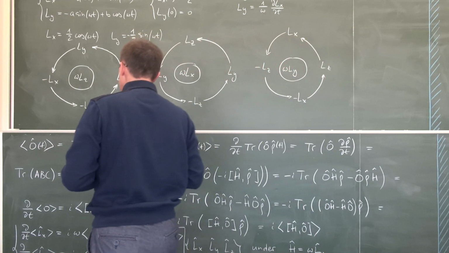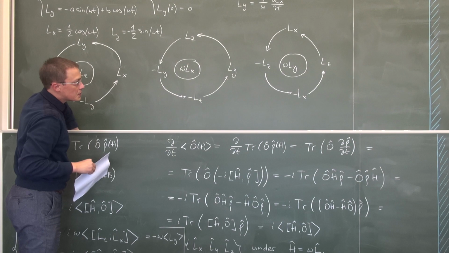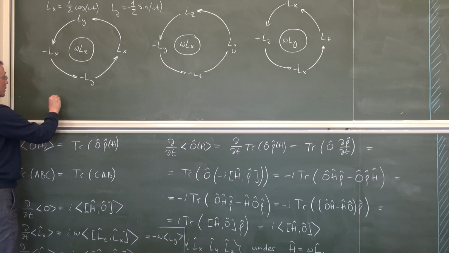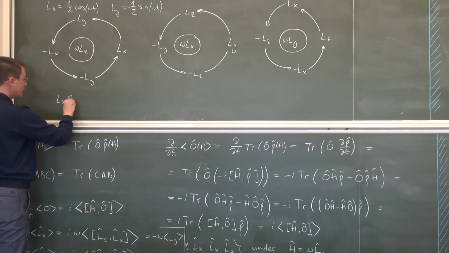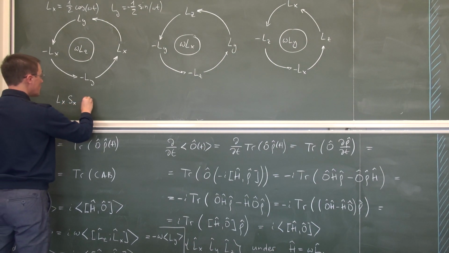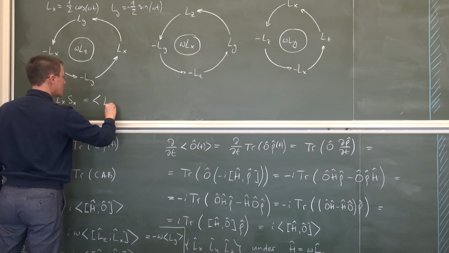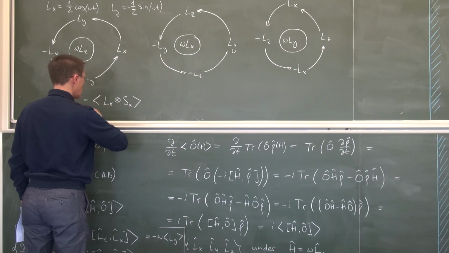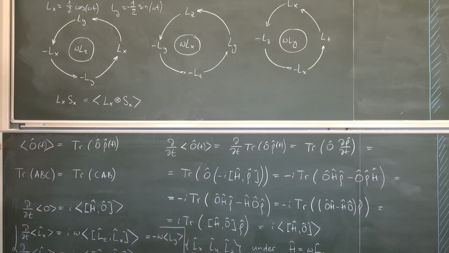So these diagrams are convenient also because they don't just apply to an individual spin, they apply to multi-spin systems. Imagine we've got some product state. So for example, Lx Sx. Remember what that was? It was the observable corresponding to Lx Kronecker product Sx, right? Where those are individual spin operators of the two spins.